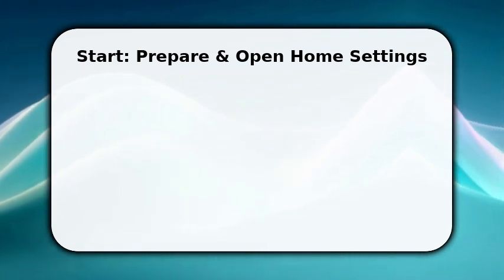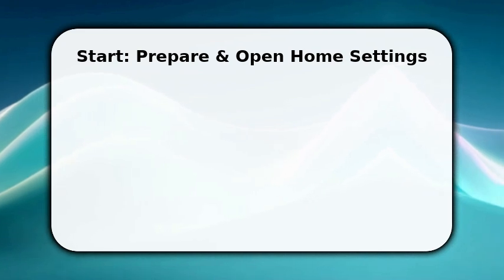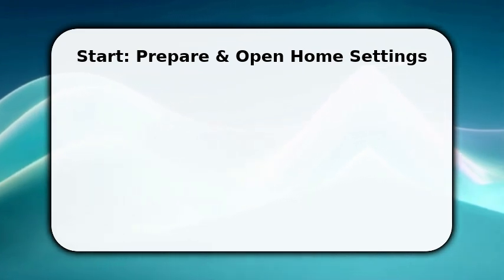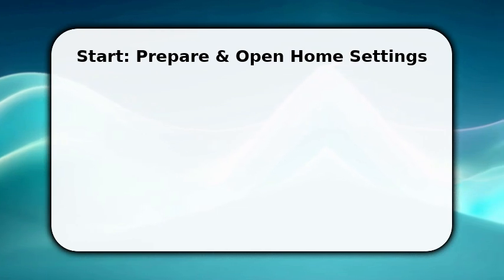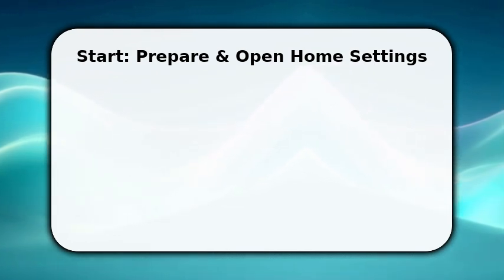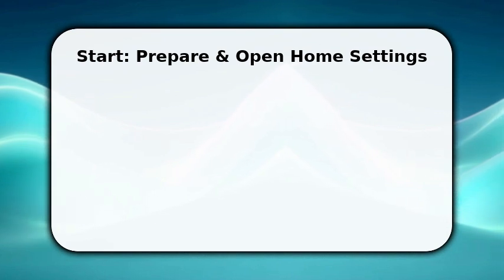Make sure you tap home screen settings, not themes, because that controls grid, app screen, and icon behavior. You're starting the process now so you can see the options that directly affect spacing, swipe actions, and folder creation.